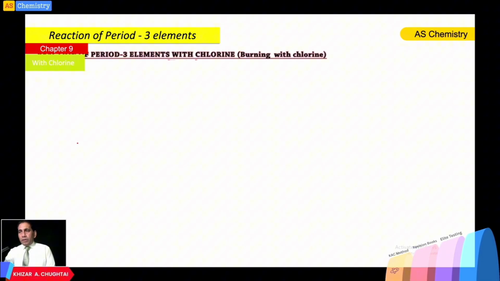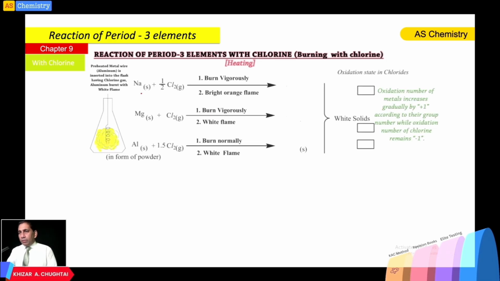Number 1, sodium. Sodium reacts with chlorine. It reacts vigorously as it is the most active metallic element, you can say, in this period, and it shows an almost orange flame. NaCl, a white solid compound, is formed, and in this case sodium is showing a +1 oxidation state, and chlorine -1. Because sodium is a group 1 element, obviously it will show a +1 oxidation state.